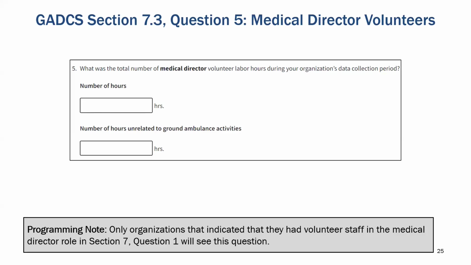Specifically, you will report total numbers of hours worked annually at your organization, total number of hours related to ground ambulance activities, and total hours related to all other activities. Organizations that did not report having a volunteer medical director will not see this question.